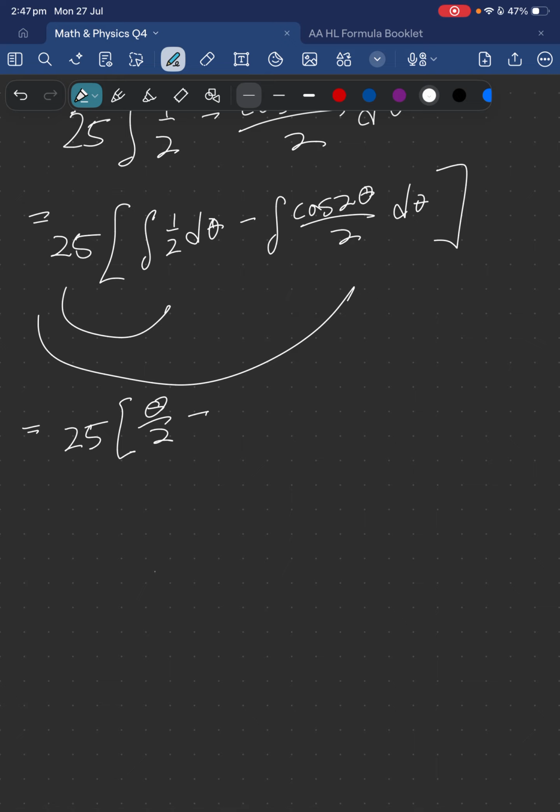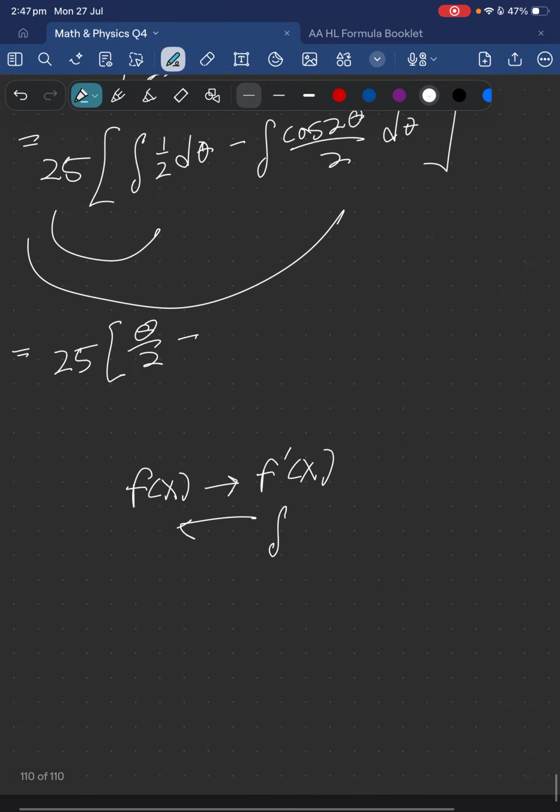So we need to remember this. When we integrate something, we go back to our parent function, our original one. So let's say, and the only way to integrate cosine of 2 theta is to have a lot of practice, because that would make it more natural.